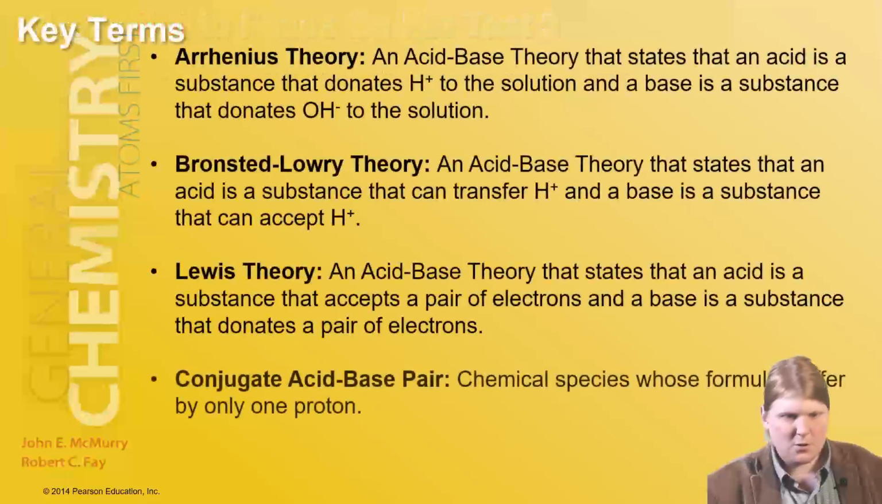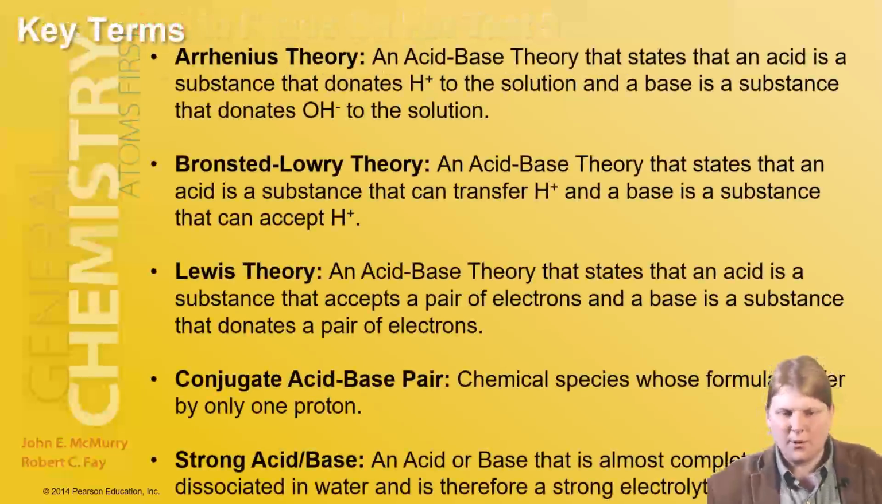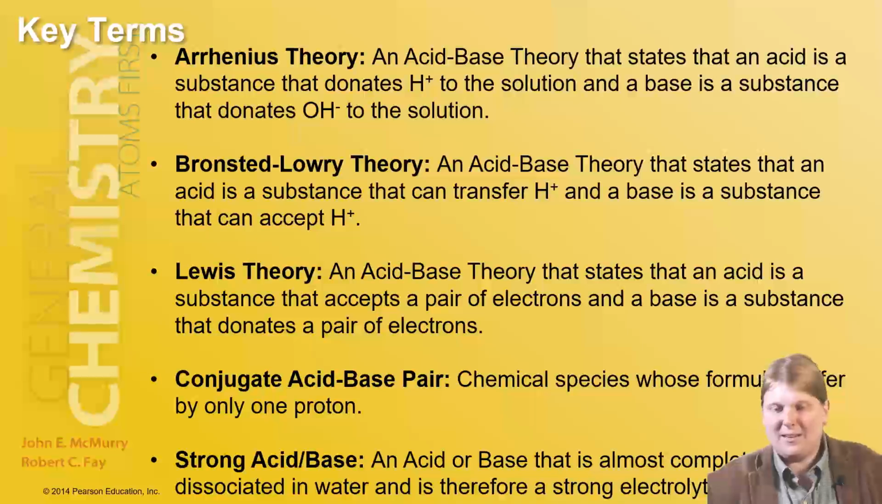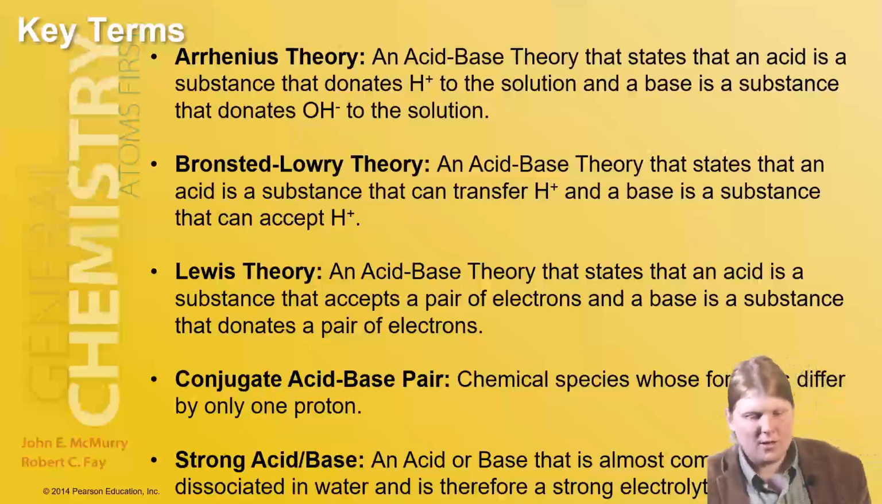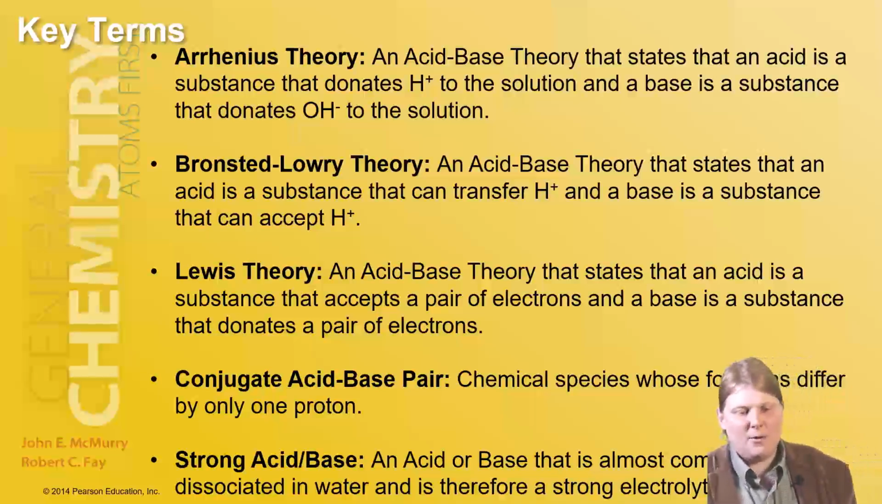So key terms. We'll be talking about the acid-base theories. The Arrhenius theory is the simple theory where an acid is something that donates H plus to a solution and a base donates OH minus, the simplest theory. In Bronsted-Lowry, which is typically our acid-base theory for water and other protic solvents like it, an acid transfers H plus and a base is something that accepts it. And in Lewis theory, we say that an acid accepts a pair of electrons and the base donates it. This will be a little more complicated and we'll see it close to the end of this chapter.